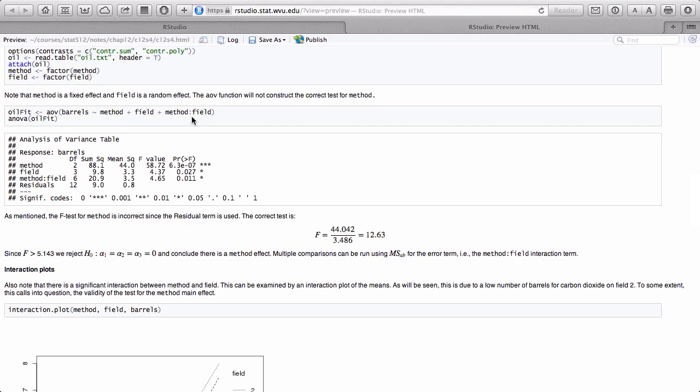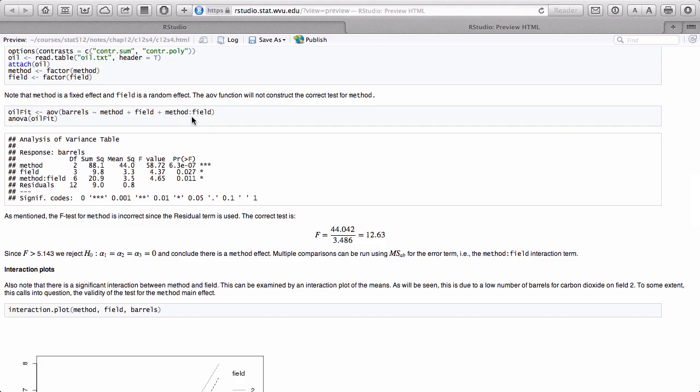Okay, so method plus field plus method colon field. That fits the model, and we'll get an AOV. What do you think is going to be the error term? Those F values, how are they computed? Well, they're all computed by the residual, right?